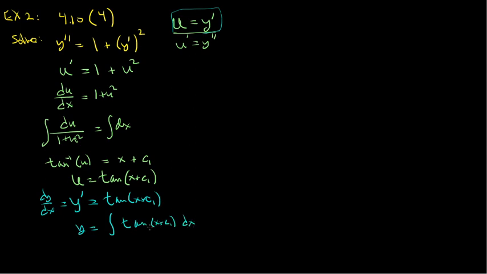So you get a little mini substitution here. You can say v is x plus c1, but the integral of tangent, well, I have to think about that for a second. I think it's the natural log of the absolute value of secant of x plus c1. And because we just did an integral, we get another constant of integration, so we get c2. So I think that should solve this equation here.